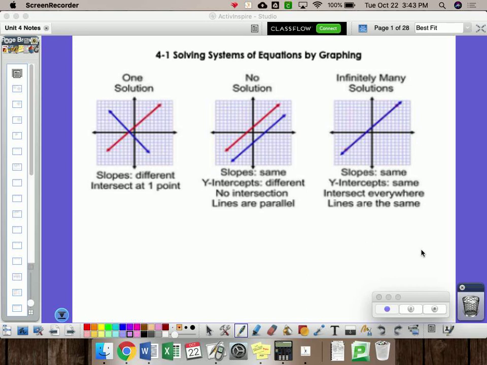We're talking about solving systems of equations by graphing. So in this first section, we're going to be graphing, but instead of doing one equation on a graph, we're going to be doing two equations on a graph. When we're looking at two equations on a graph, we're looking for a solution. The solution being where those two lines intersect.